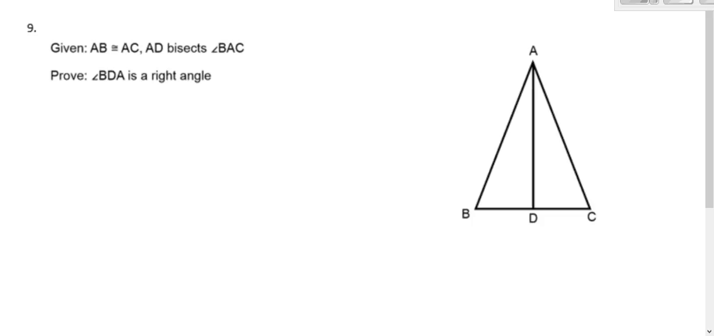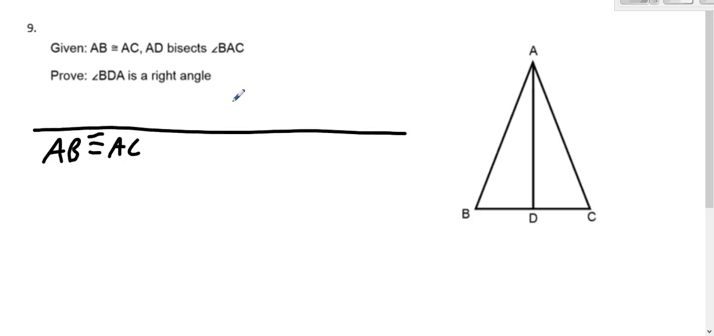So for this proof, you're going to start writing down the givens. AB is congruent to AC. That was given. Mark it. AB is congruent to AC.